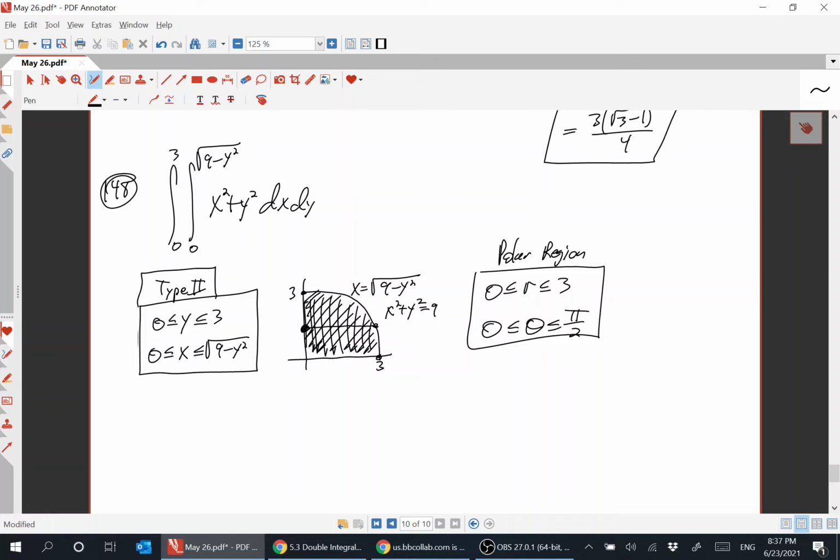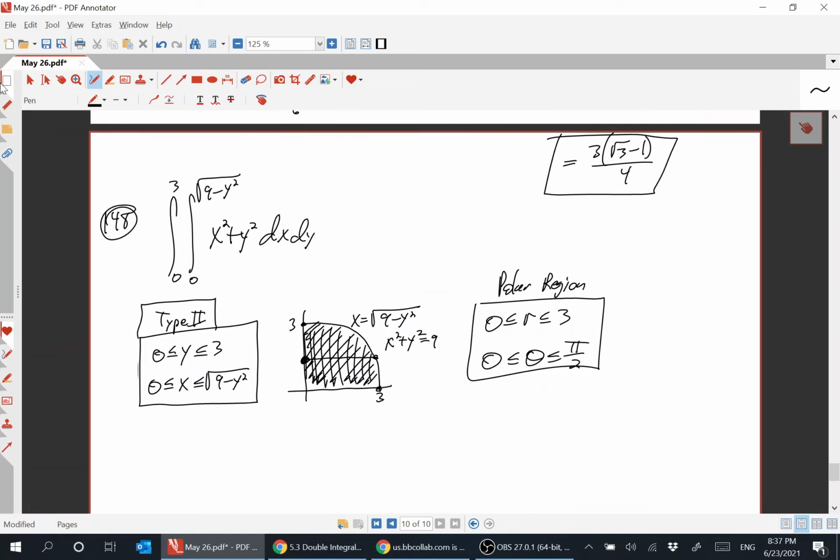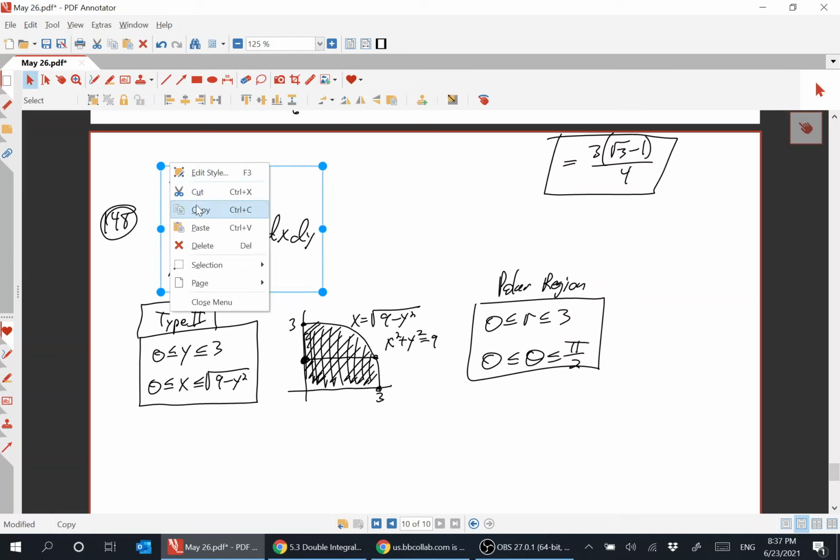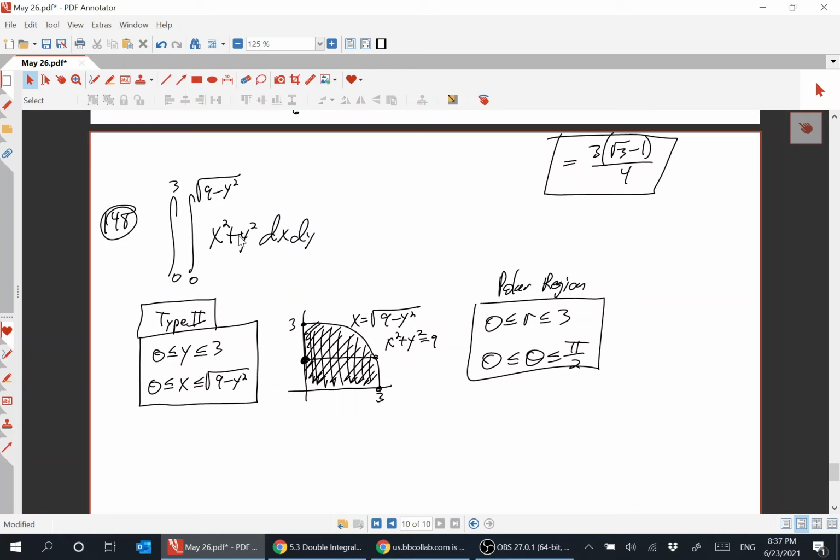So we have a type 2 description and we have a polar description. Obviously, the polar description is a lot nicer. If you wanted to do this without polar, you're going to do dx, so 1/3 x to the third for your antiderivative, and then plug in. So you're going to have 9 minus y squared to the 3/2 power, and that needs a trigonometric substitution to do the integral with regard to y. So obviously we're getting away with something here and saving some work.